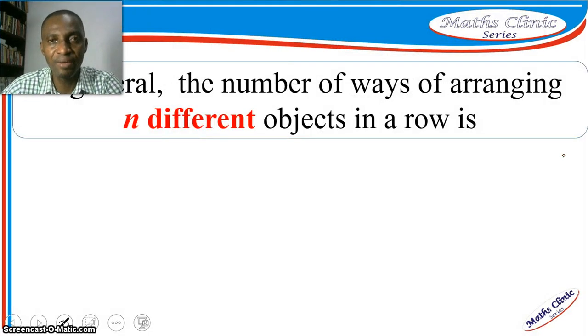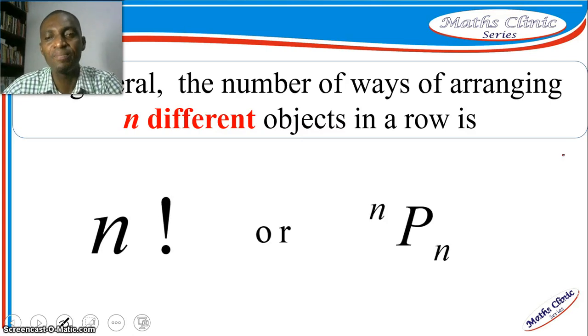So in general, write this down fast. In general, the number of ways of arranging n different objects in a row, no repetition, is always given as n factorial. And this can be written as n permutation n. And the n permutation n can be picked from your calculator. And even the factorial too is on your calculator.